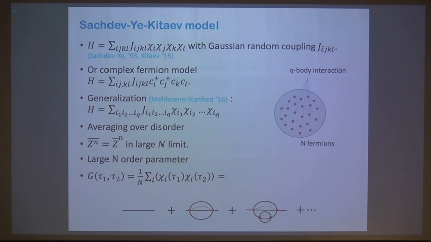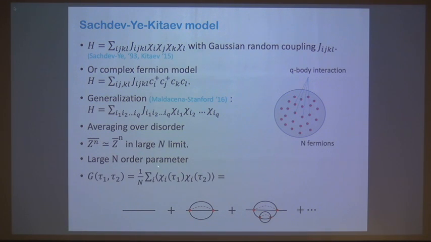There is also a complex fermion generalization of this model. But we will focus on the Majorana fermion version, so we don't need to think about extra conservation laws. So this model can be solved by averaging over disorder. And in an ordinary disordered system, you have to do the replica trick and consider the average of multiple replicas of the partition function. But in this model, it has been shown that in the large N limit, when you have many Majorana fermions, the model self-averages, and you actually can only look at the partition function of one copy.